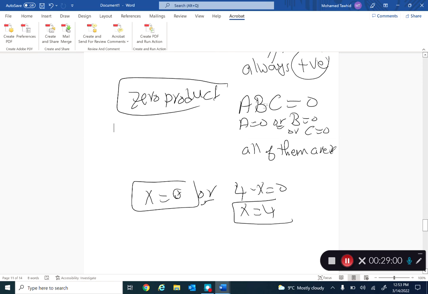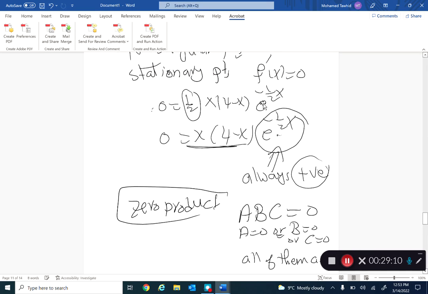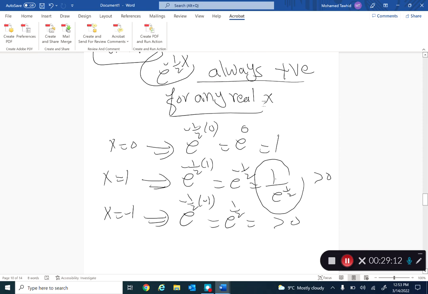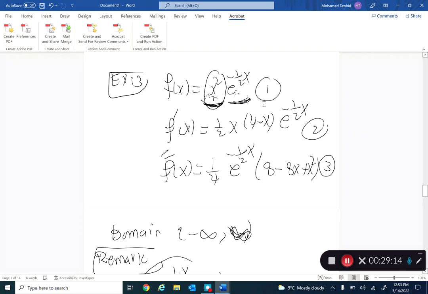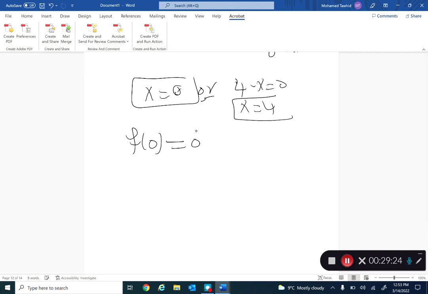And so the question now is: are 0 and 4 inside the domain? Yes. What is the domain? All real numbers. But I also have to find the value of f at 0. So equation 1, where is equation 1 here? Just replace x by 0. If I replace x by 0, what do you get? You get f of x equals 0 squared e to the power negative 1 over 2 times 0. So that gives you 0, right?